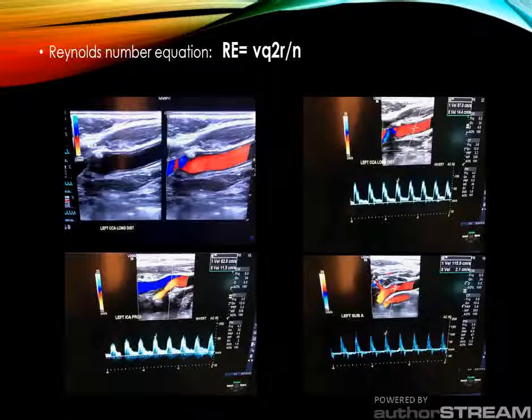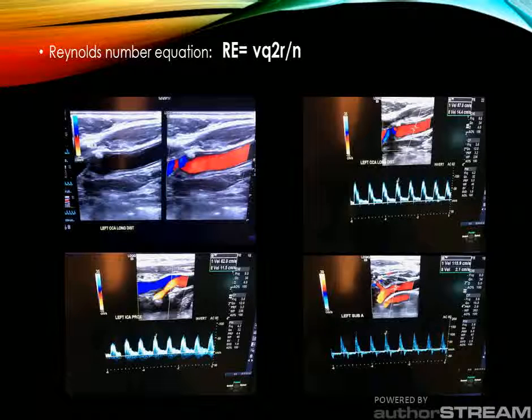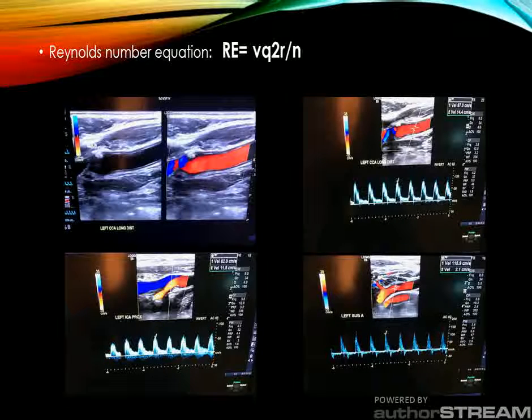Another important aspect to note is the high velocity in the subclavian due to the close proximity to the heart. In the image, you can see properties of the Reynolds number law. The Reynolds number is equal to velocity times fluid density times 2 times radius divided by viscosity.